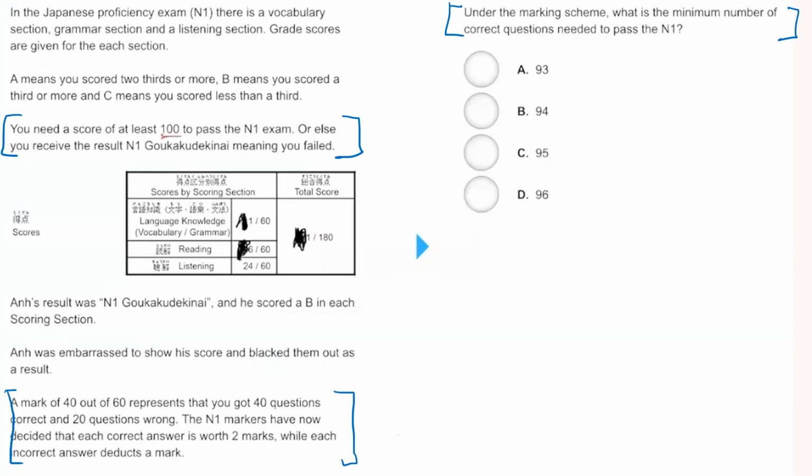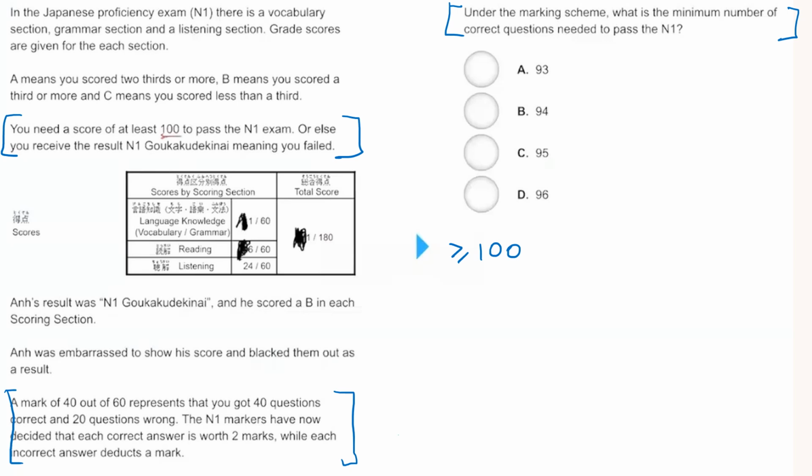So what's the minimum number of questions needed to pass the N1? You need at least 100 to pass the exam, so it must be 100. You're greater than that. That's a pass mark. Now, correct answers are worth 2 marks, and incorrect answers deduct a mark. So in this case, I would do guess and check, as it's the fastest way to do it.